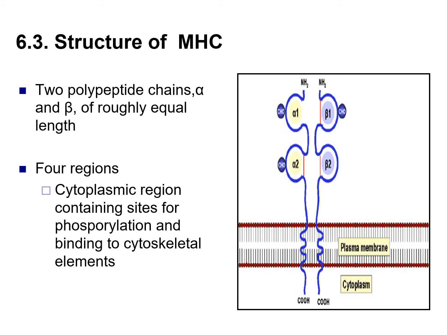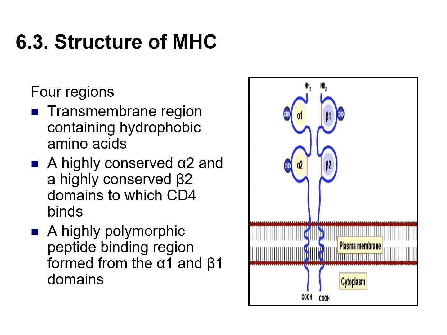So again, the four regions are characterized by sites for phosphorylation. That is to produce energy and bind to the cytoskeletal elements. So again, they are embedded within the cell membrane up to the cytoplasm, and there is a part that is exposed outside. What else? You also find the transmembrane region. This area is hydrophobic, made up of amino acids.